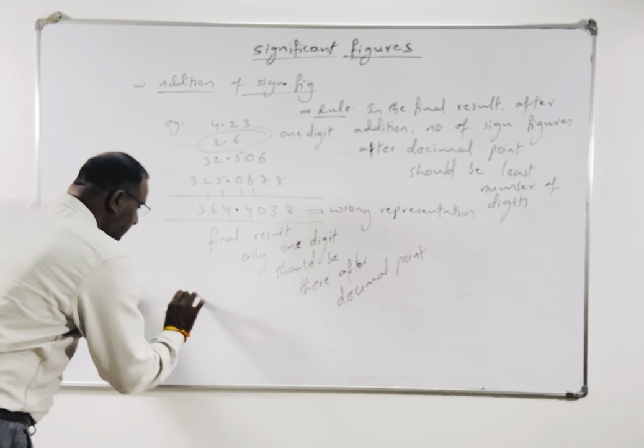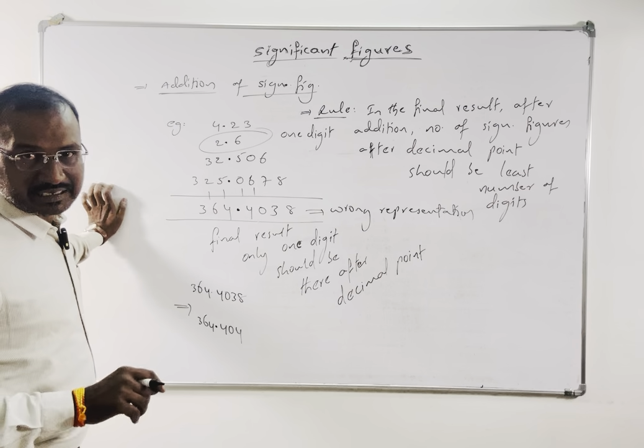So I increase that one. So this 38 becomes 4. And this is not enough in the final answer. Why? Because the final answer should have only one digit. Here 3 digits are there. So 2 more digits we have to reduce. We have to round off. So here 4 is there. It is less than 5. No need to increase any number in the before digit.